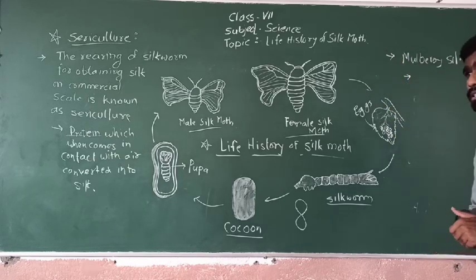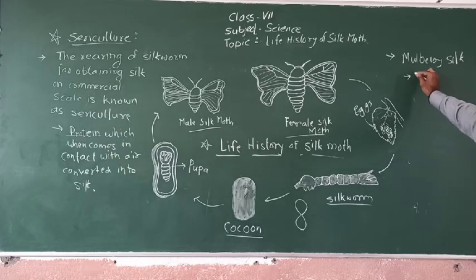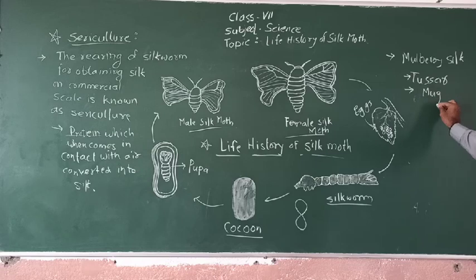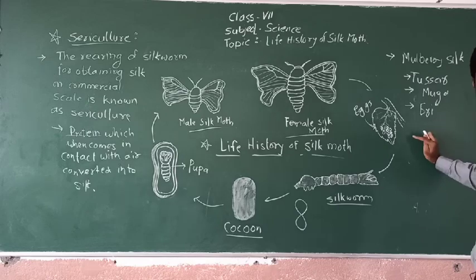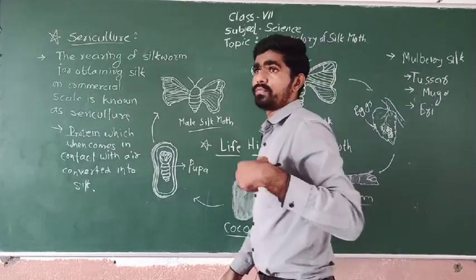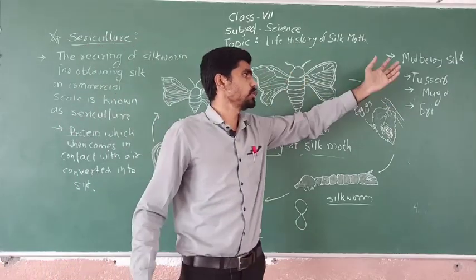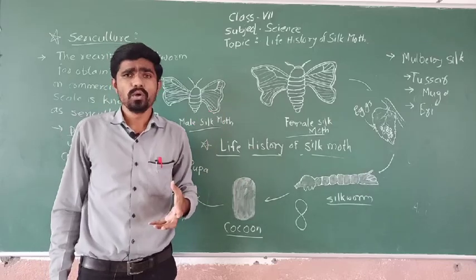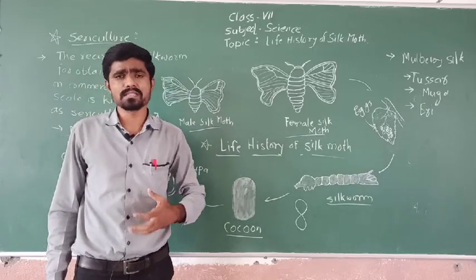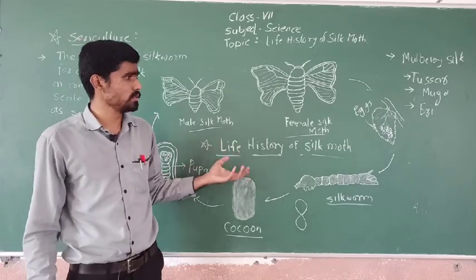Then there are some other varieties which are found in the forest, that is tussar, muga, eri. These are some examples: mulberry silk, tussar silk, muga silk, eri silk. These are some examples of the type of silk moths and the type of silk which is produced. Some silks have different colors, like tussar silk is bright yellow, so it has high demand for making saris and some other cloths. And this silk, mulberry silk, is of good quality.